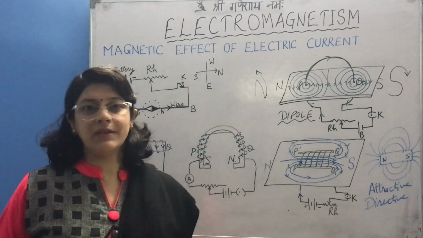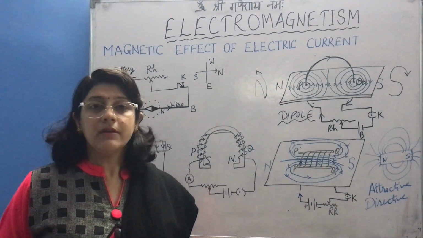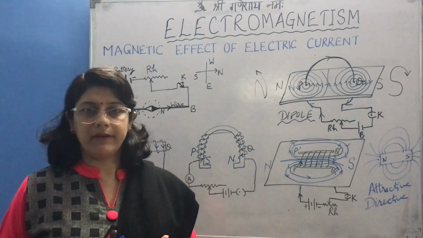Our next topic is electromagnet. An electromagnet is a temporary strong magnet.